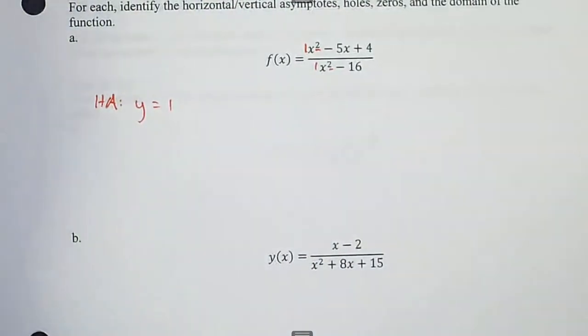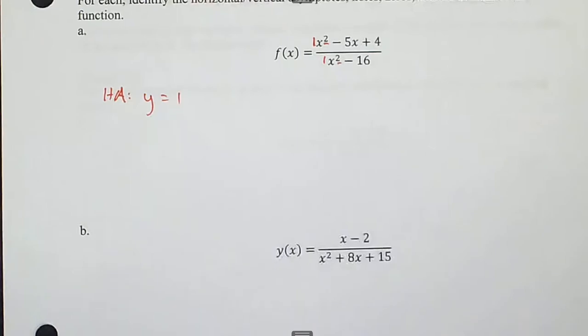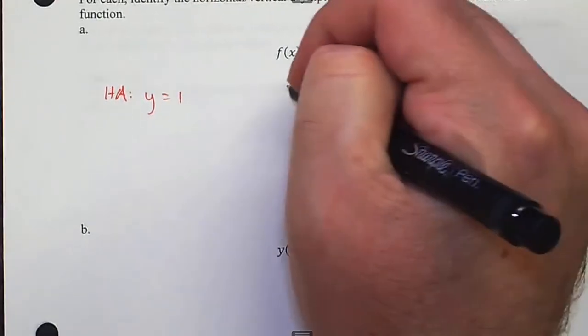That's what you do before you factor. Because if you factor it, then it gets harder to see the degree and harder to see the leading coefficients and things like that. So we usually want to do that first. Now we'll factor.